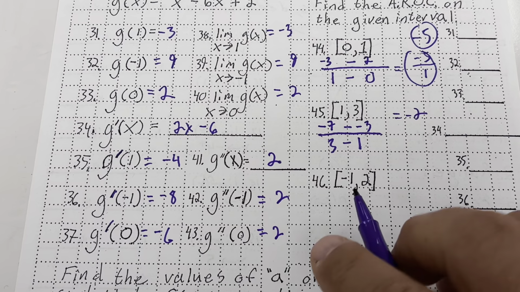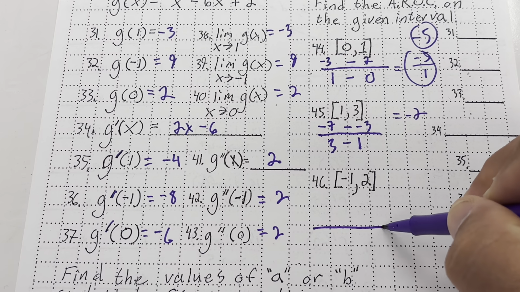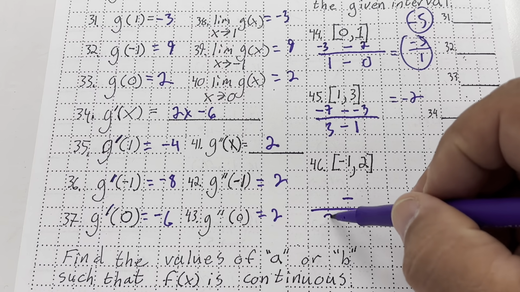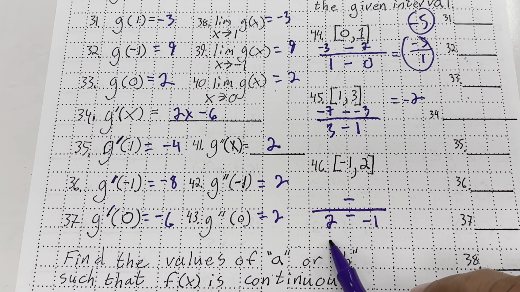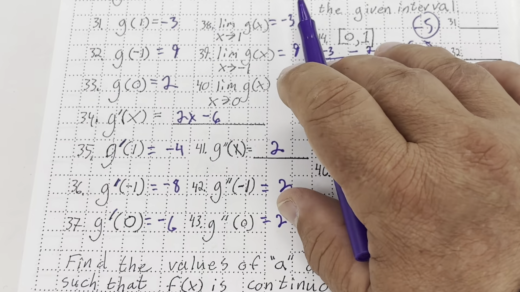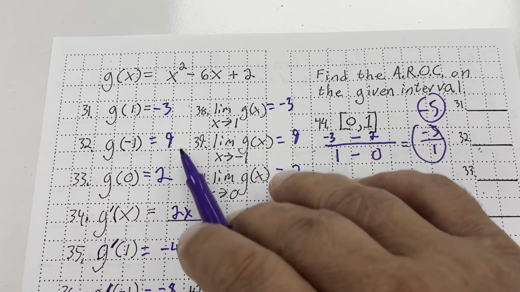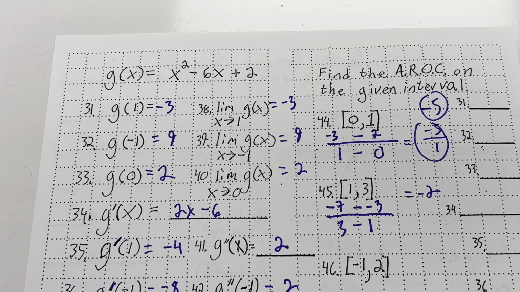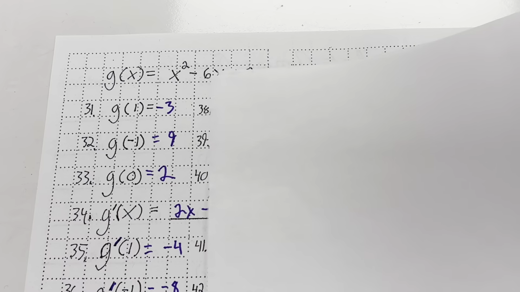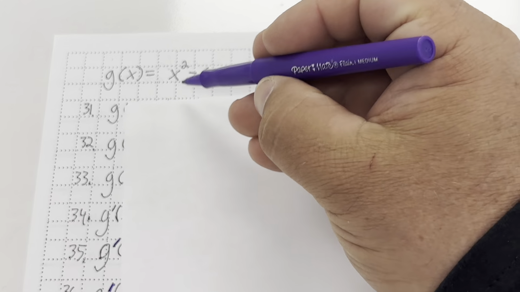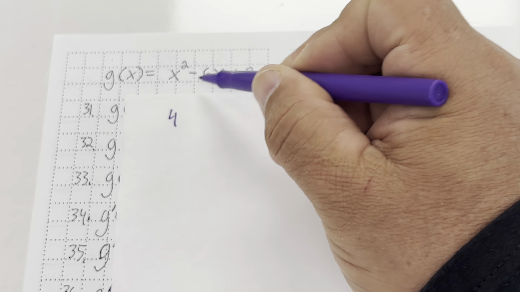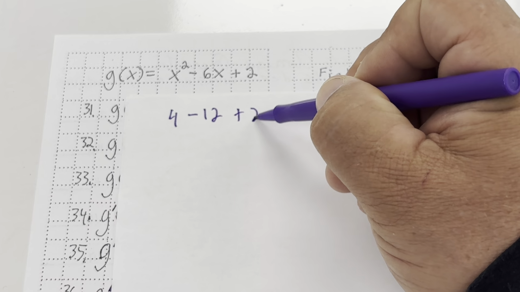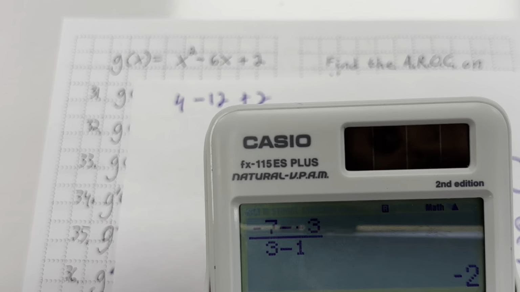Find the average rate of change on the closed interval from negative 1 to 2. Set up my slope template. I put the 2 here, the minus 1. I plug in 2 to the original equation. I don't have that already done. So when I plug in 2, that's going to be 4 minus 12. 2 squared is 4. 6 times 2 is 12 minus 12 plus 2. So 4 minus 12 plus 2.